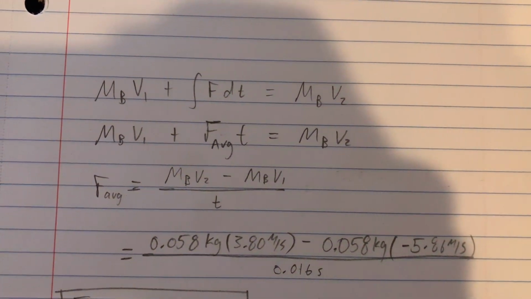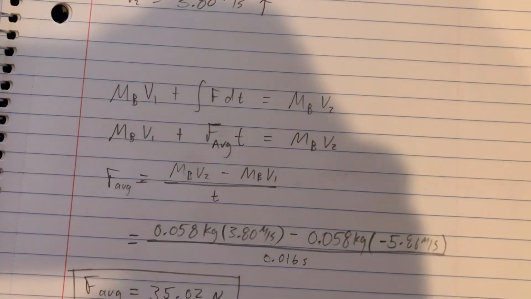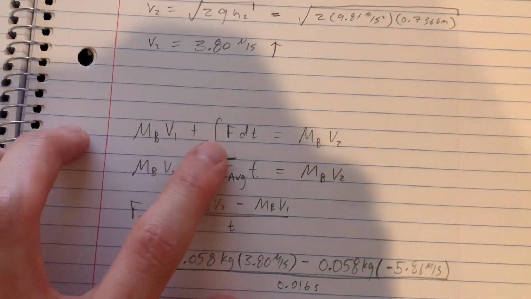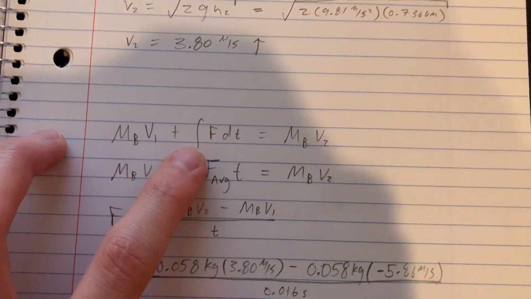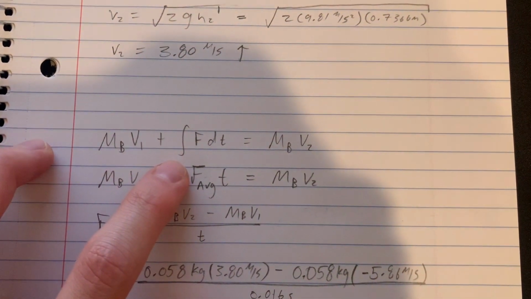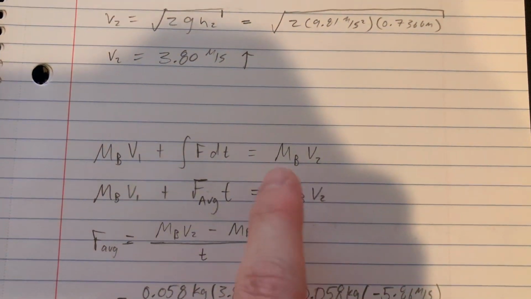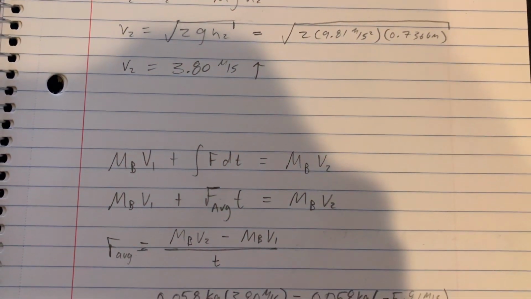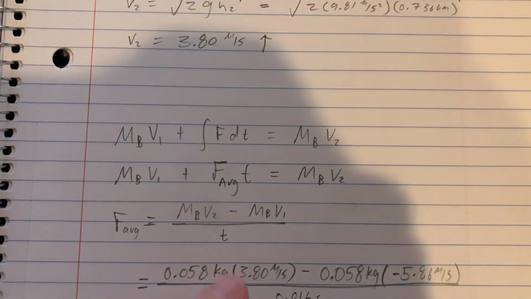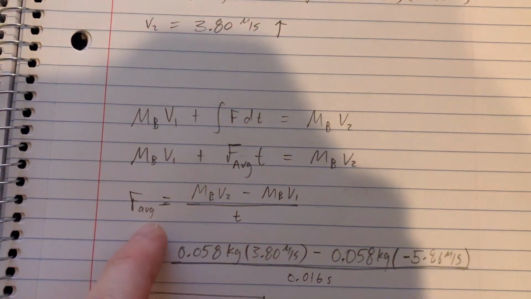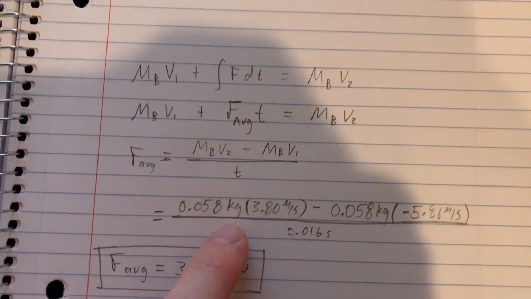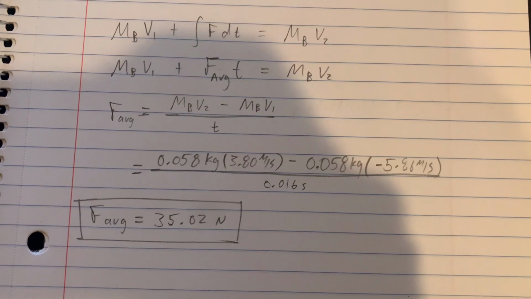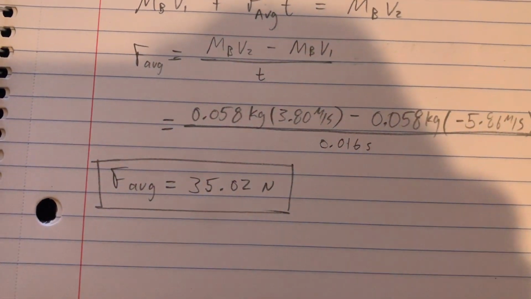Now, using the conservation of momentum, we can say that the mass of the tennis ball multiplied by the velocity right before it hits the ground plus the integral of force with respect to time is equal to the mass of the ball afterwards, which is the same, and the velocity afterwards, which is 3.8 meters per second. We solve for the average force, and we plug in the values here, and we see that the average force on the ball during this collision is 35.02 newtons.